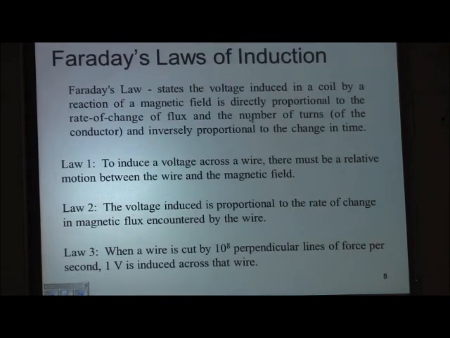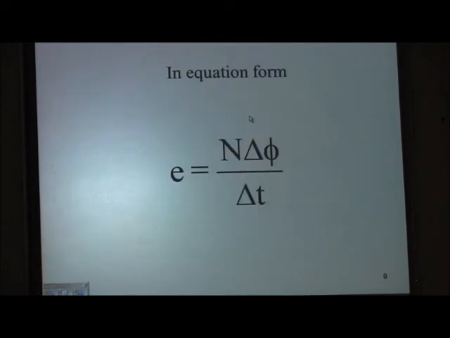Okay, Faraday's law states that the voltage induced in a coil by a reaction of a magnetic field is directly proportional to the rate of change in flux and the number of turns, and inversely proportional to the change in time. This is N times change in flux over change in time. This is on your formula sheet.